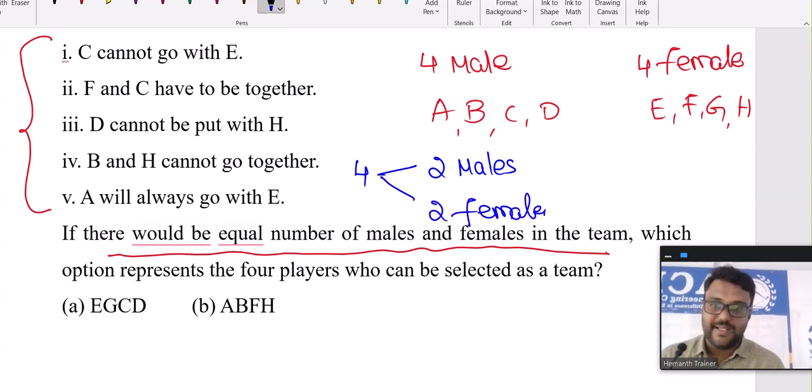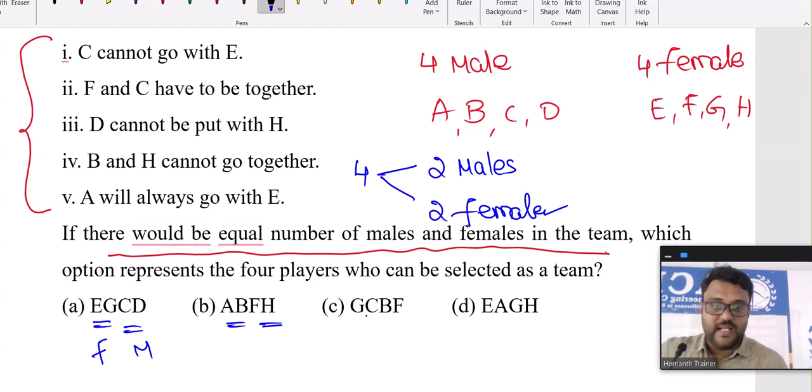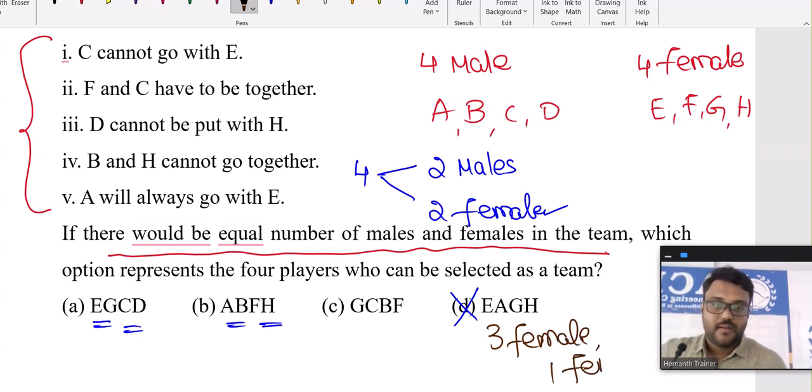Now I'll check here. E, G are females, C, D are males, 2 and 2. Here also 2 males, 2 females. Two more options: G, C, B, F, okay, fine. E, A, G, H. See, this option D I am eliminating. Why is option D eliminated? I have E, G, H, 3 females and 1 male only. The condition clearly mentioned 2 males and 2 females.